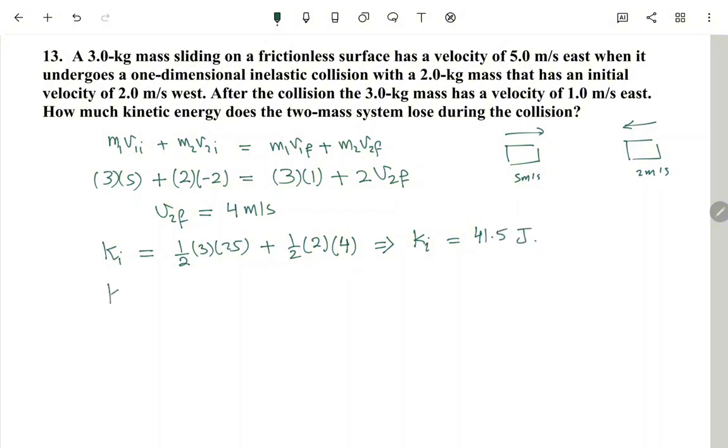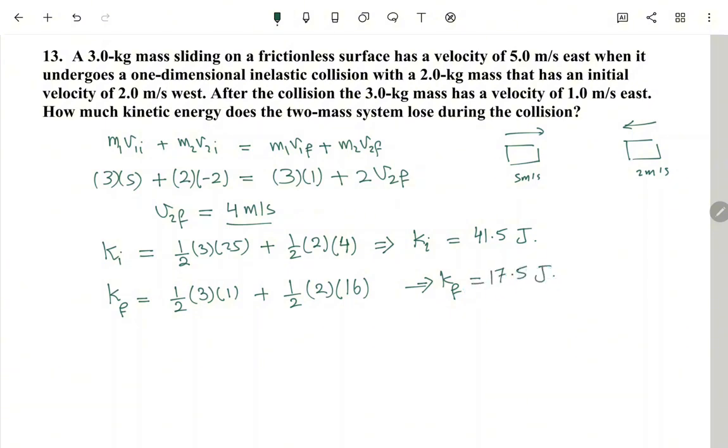Now the final kinetic energy is equal to half 3 times the final velocity for the first object, which is 1 meter per second, squared, plus half 2, and we just calculated the final velocity for the second object, which is 4, squared is 16. After all, K final equals 17.5 joules.